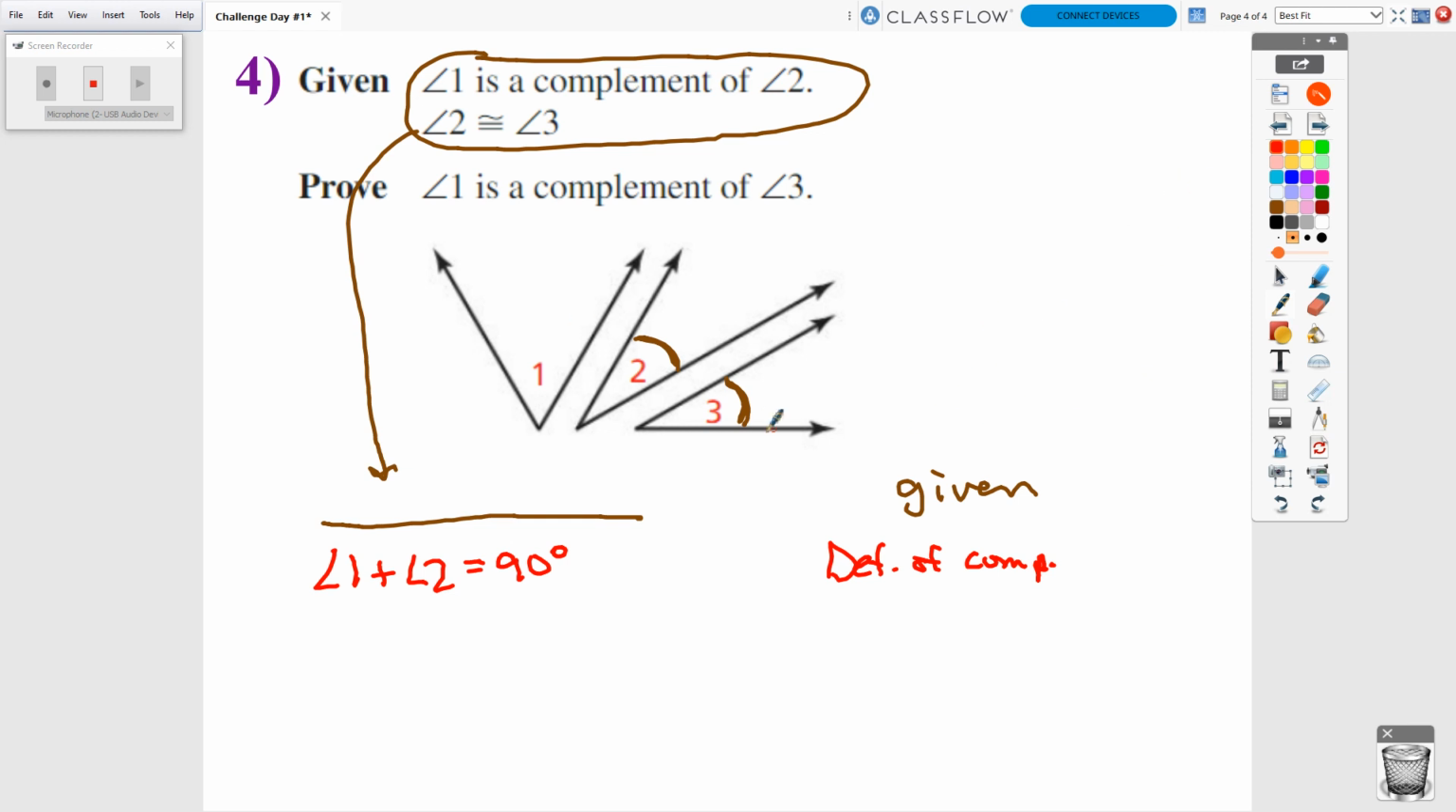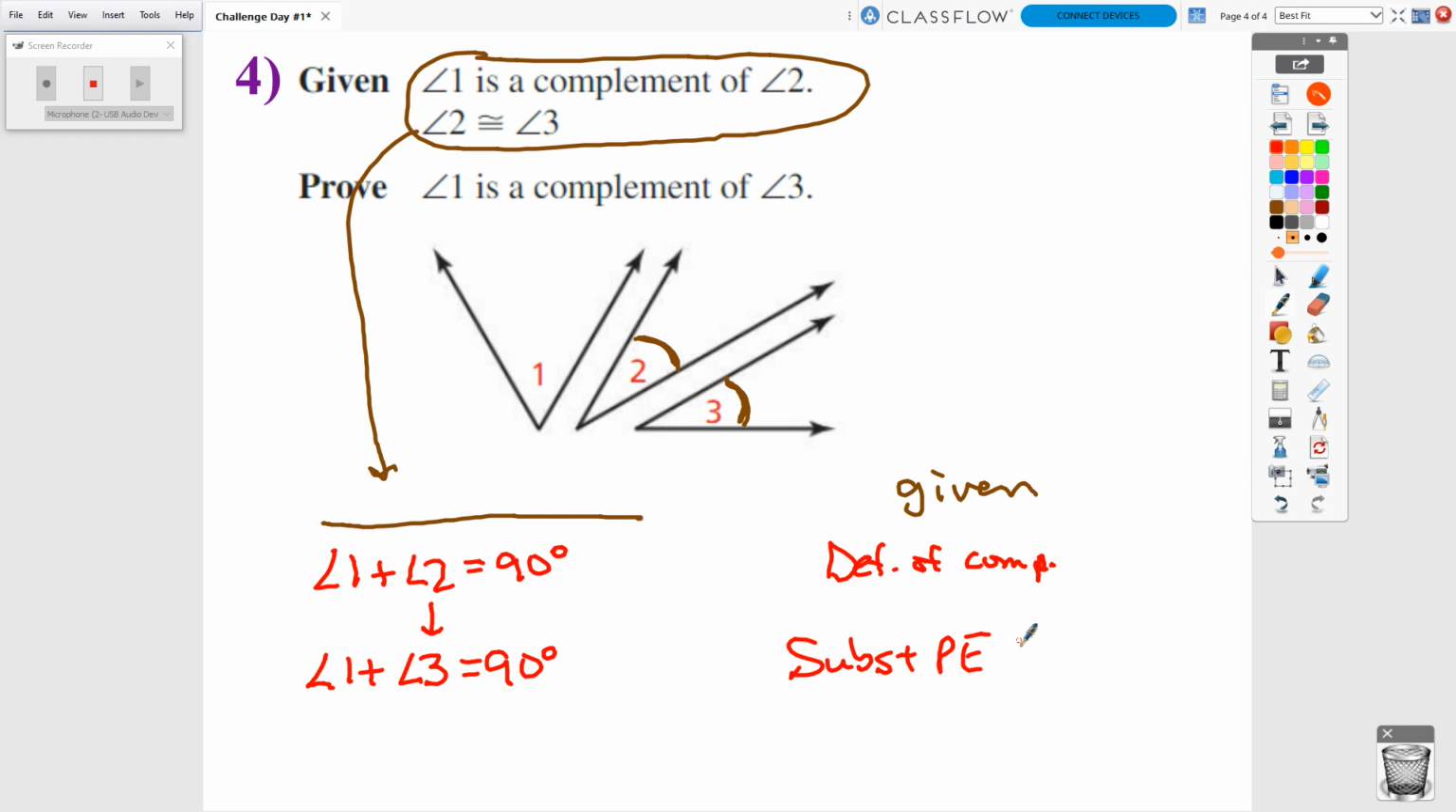And hey, this is where that other piece of information is now going to kick in, right? We know that 2 and 3 are equal or congruent to each other. So let's make that little substitution. So instead of angle 2, we substitute it out with angle 3. So there's the substitution property of equality.